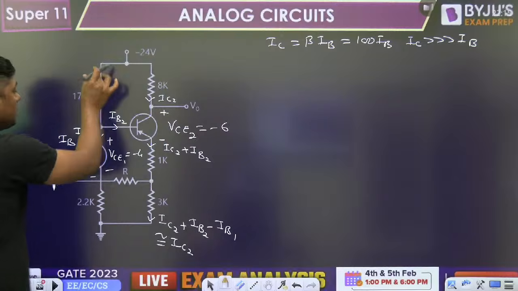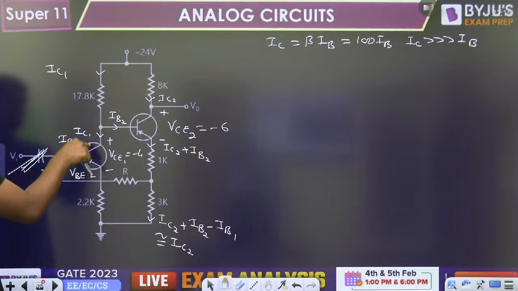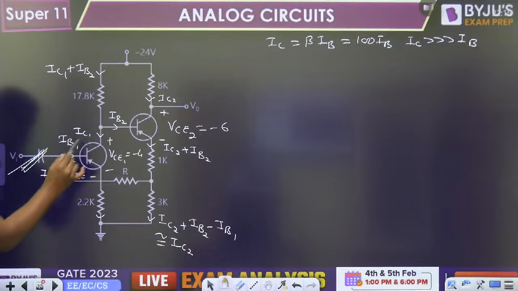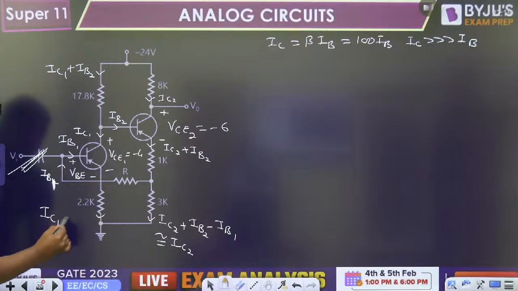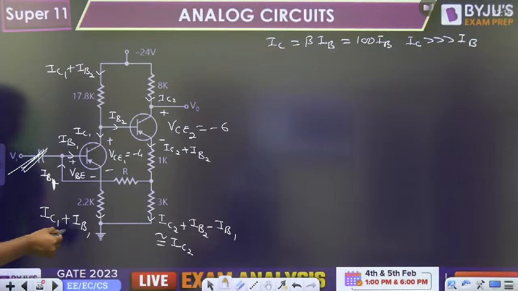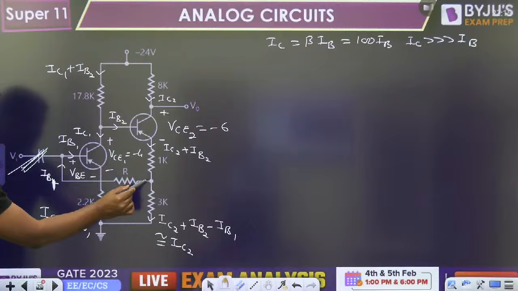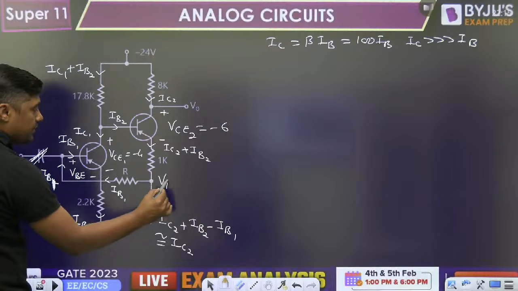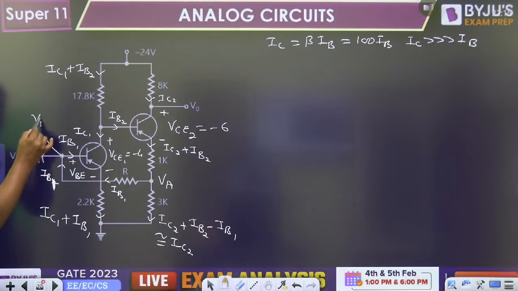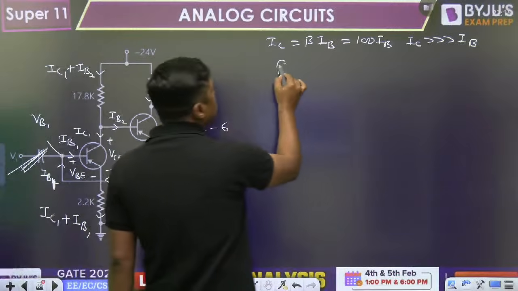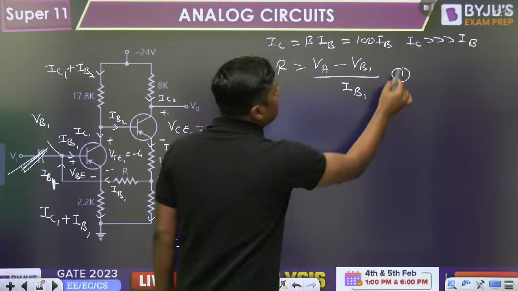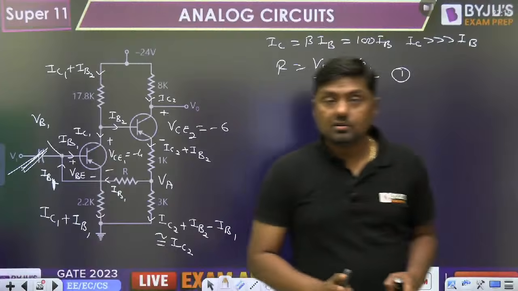Right? Now similarly, what is the current here? IC1. This is the IC1. This is the IB2. You have to consider only IC1. What is the current here? IC1 plus IB1. Now only you have to consider the IC1. No need to consider the IB, negligible. But in this branch, what is the current? IB1. This voltage is VA. This voltage is VB1. Once you get the value of VA and VB1, you can find the value of R. What is the R? VA minus VB1 divided by IB1.